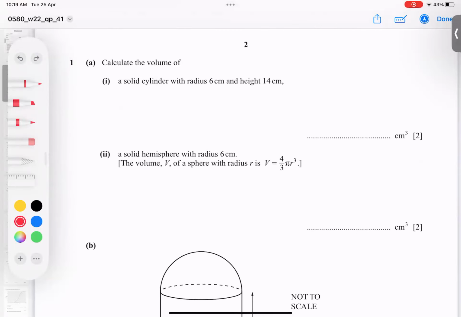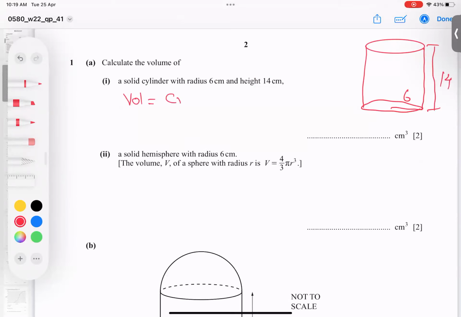Calculate the volume of a cylinder with radius 6 and height 14. So let's say we have a cylinder and the radius is 6, height is 14. And the formula for cylinder volume is basically cross area into height.